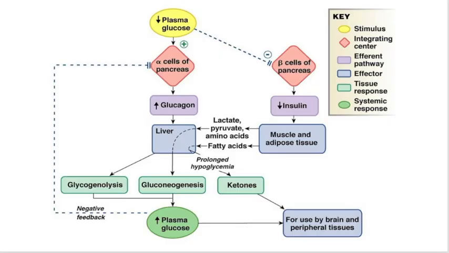There is the pathophysiology of low plasma glucose and what happens on the cellular level with the alpha cell secreting glucagon, goes to the liver, glycogenolysis, gluconeogenesis. If there's prolonged hypoglycemia, then we would go over to fat metabolism, which would be ketogenesis.